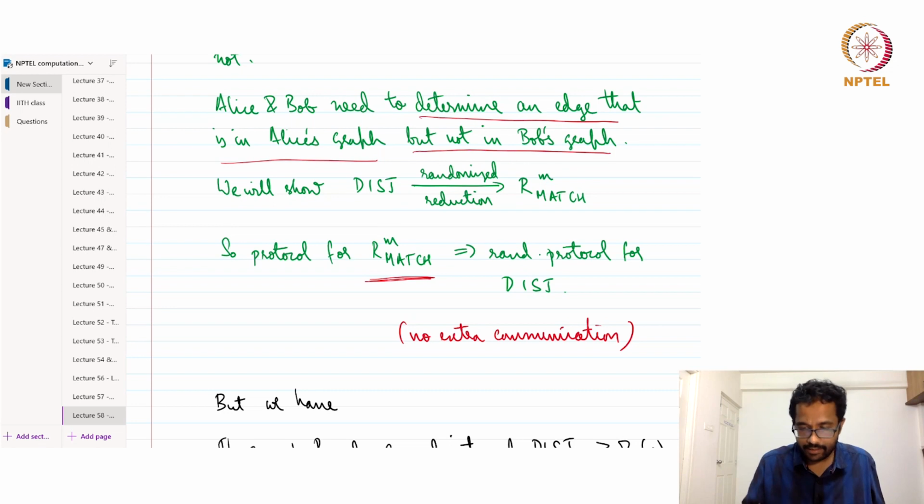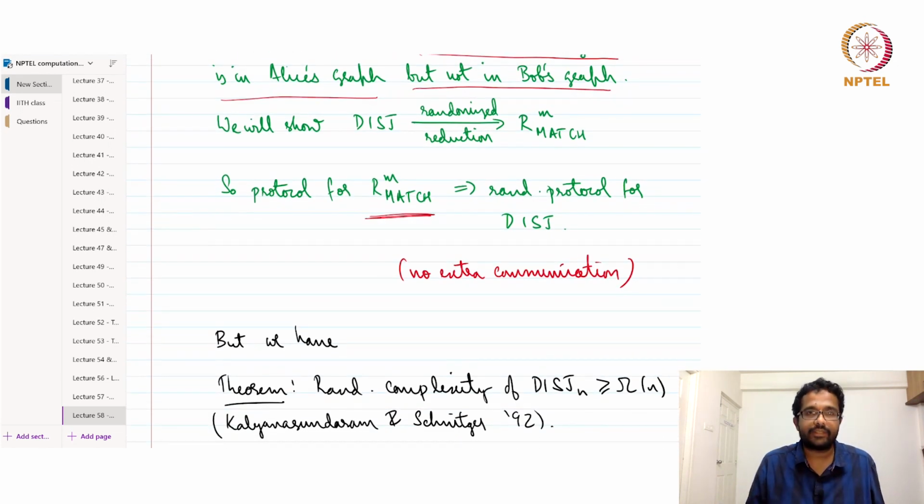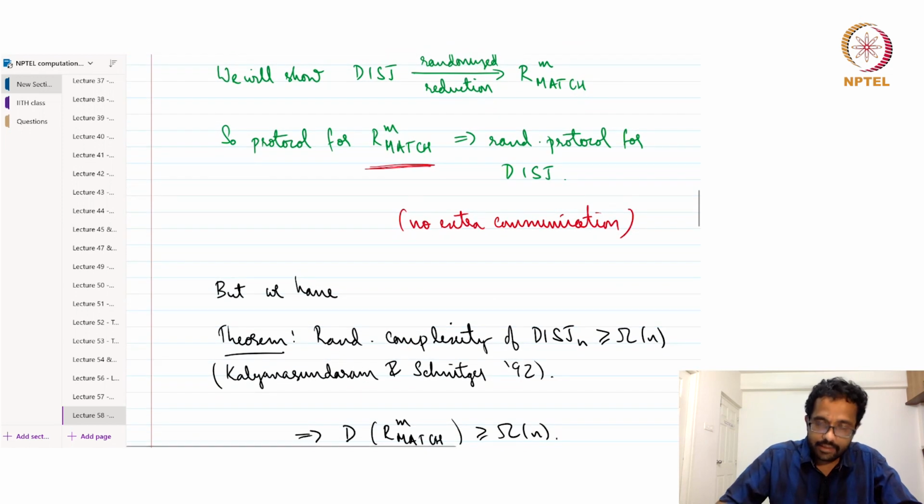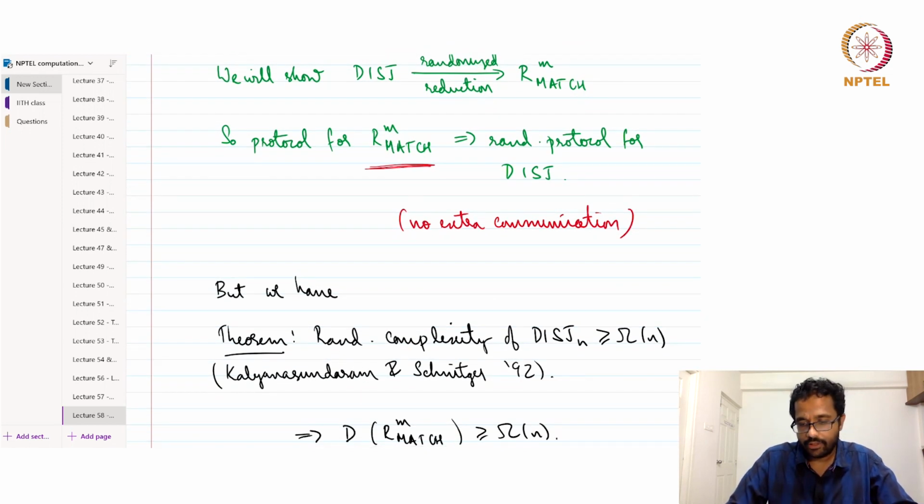The interesting thing is that this will involve no extra communication. Whatever this reduction entails will be done locally at Alice's end and Bob's end. They will not need to communicate with each other to perform this reduction. So the communication complexity of the resulting randomized protocol for disjointness will be exactly the same as the communication complexity of the protocol that computes the Karchmer-Wigderson relation. So this gives us a randomized protocol for disjointness.